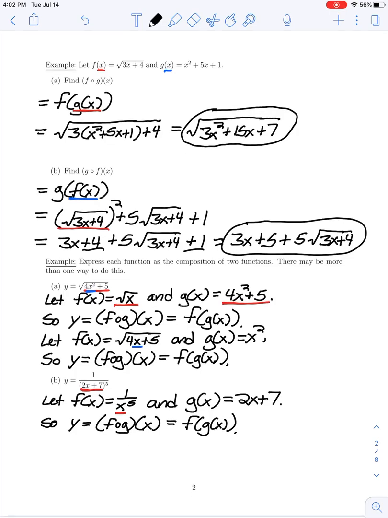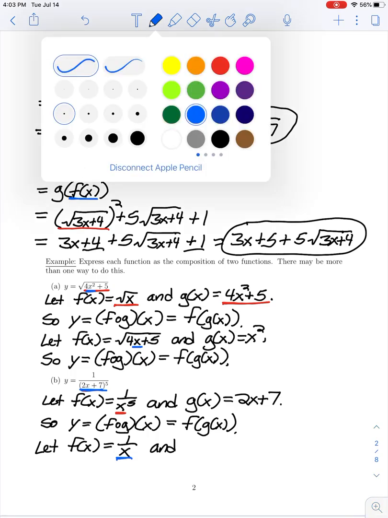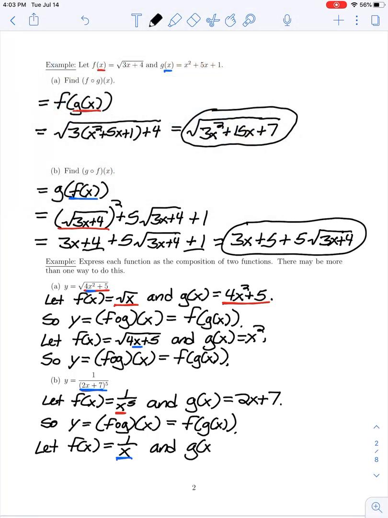Now to illustrate that there are some other ways that we could do this, we could take, for instance, the function f of x as simply 1 over x, in which case, to get the function that we have here, I want to replace my denominator of x with 2x plus 7 to the 5th power. So in this case, g of x could be taken as 2x plus 7 raised to the 5th. And again, y is then defined as the composition of f with g or f of g of x.